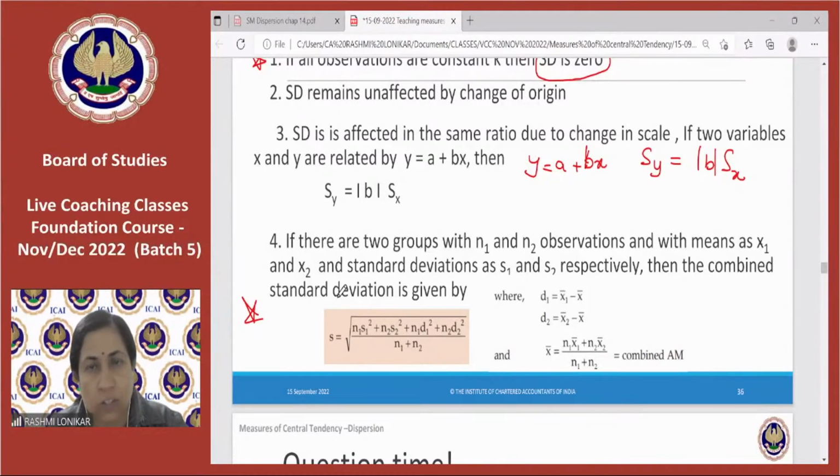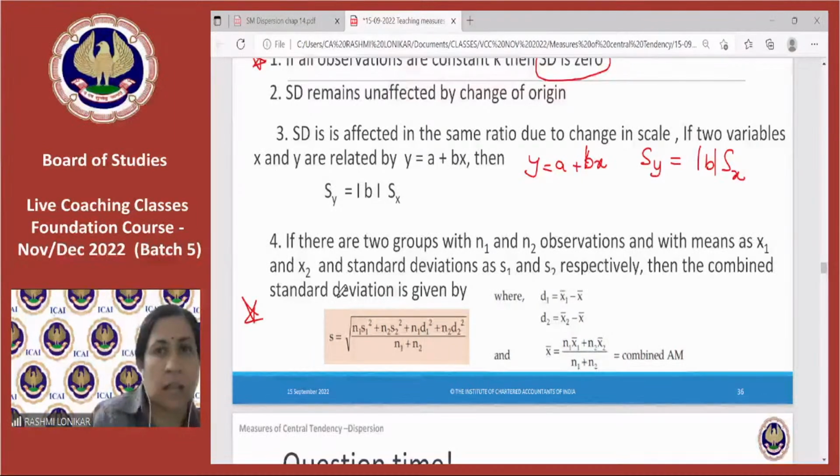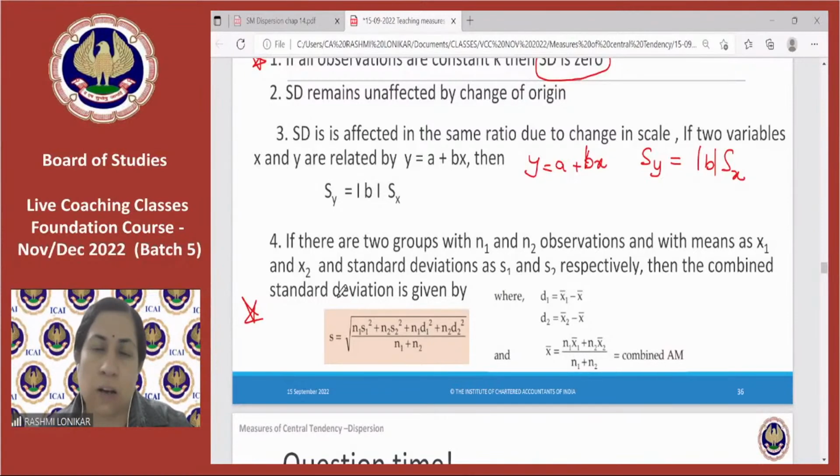So that was the formula for combined mean. Similar formula, a little more complicated than that one, but we have a similar formula for standard deviation also. So suppose I have a set of data with n1 as its number of observations, x1 bar as its arithmetic mean, and s1 as its standard deviation, and another group of data with n2 as its number of observations, x2 bar as its mean and s2 as its standard deviation.